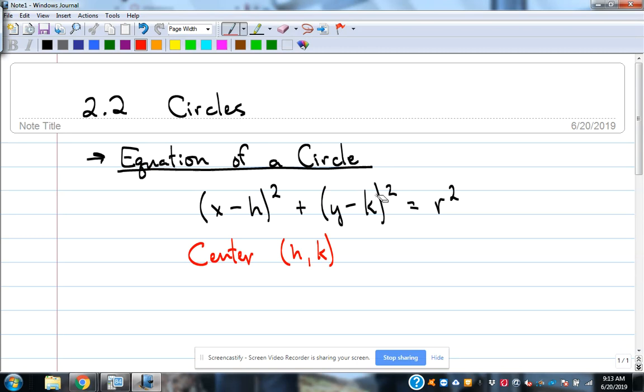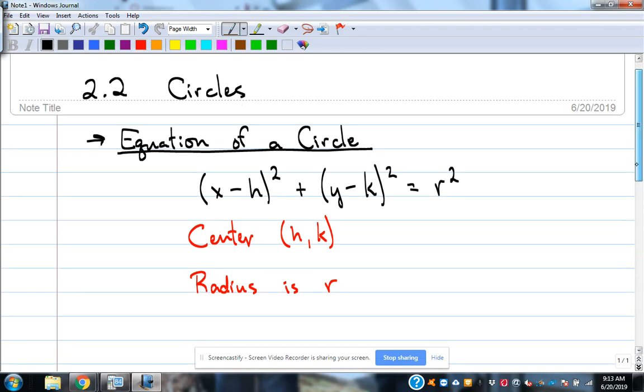The R is the radius of the circle. The radius of a circle is how far from the center to the edge of the circle, so it's halfway across. And notice that that's R squared. So if that's a 16 out here, you know that the radius is 4. And that's how we're going to work that.